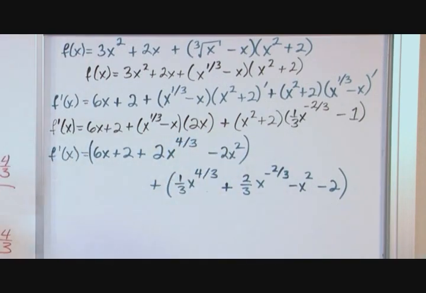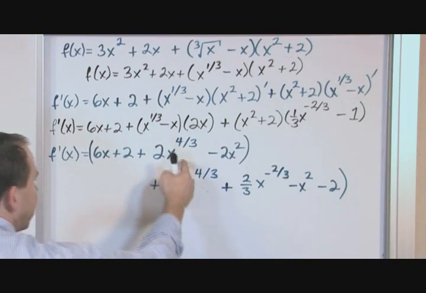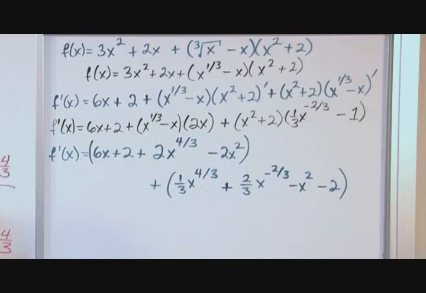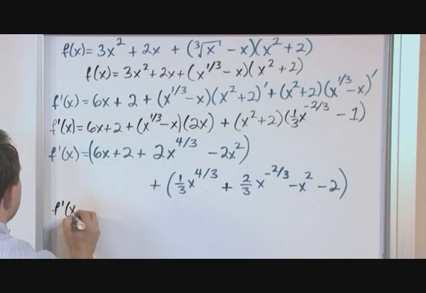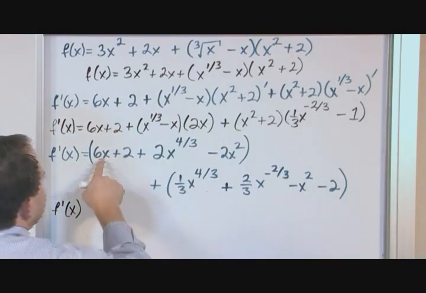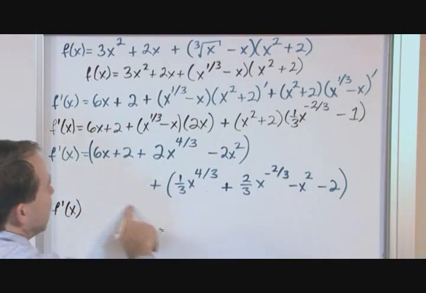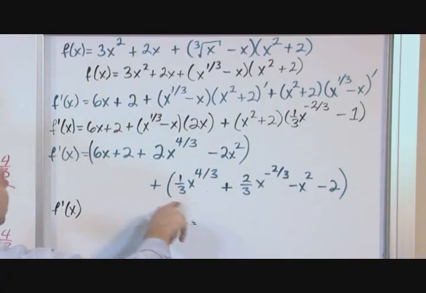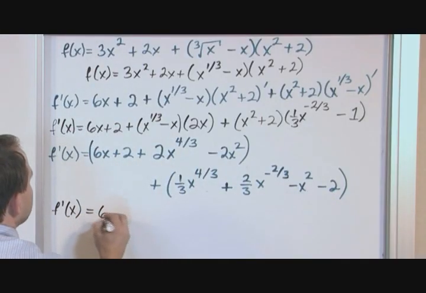Okay, now I've got everything basically the way I want it. Now I need to try to start adding terms if it's possible. And notice I do have some x's with the same value of the exponent, so I think I'll be able to do some simplification. First, 6x. Do I have anything else with just an x in it? I don't have anything else with just an x, so I'm going to leave 6x alone.